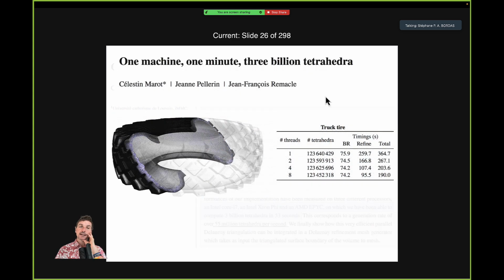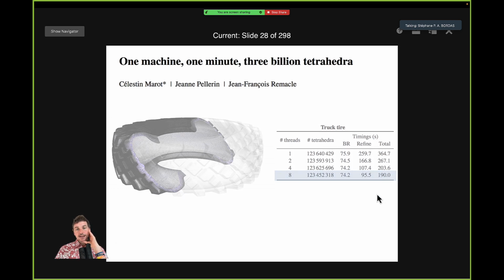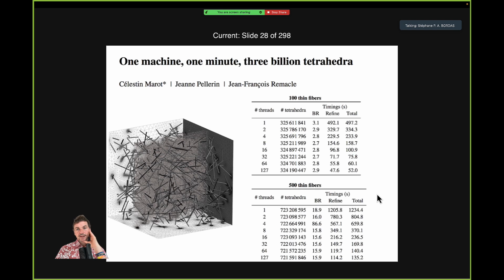So I just wanted to highlight this because with Célestin Marot, Jeanne Pellerin and himself, he came up with this example. You can see here the meshing of a tire tread, which is quite impressive because at the end of the day you end up with 123 million elements. And this is computed in like 3 minutes. So clearly there is something that can be done about meshing, and this team in Belgium has done it. So it's really worth thinking about.